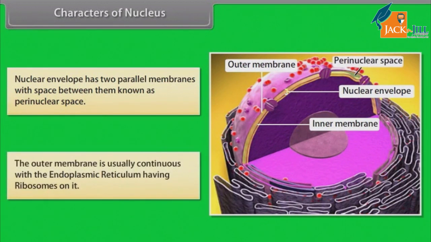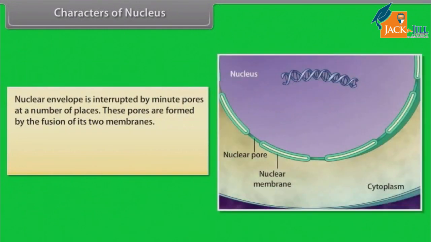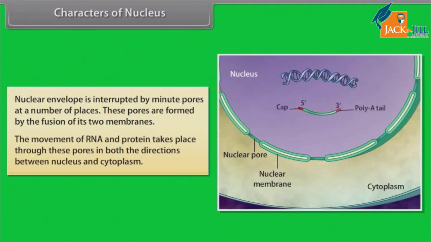Nuclear envelope has two parallel membranes with space between them known as perinuclear space. The outer membrane is usually continuous with the endoplasmic reticulum having ribosomes on it. Nuclear envelope is interrupted by minute pores at a number of places. These pores are formed by the fusion of its two membranes. The movement of RNA and protein takes place through these pores in both directions between nucleus and the cytoplasm.